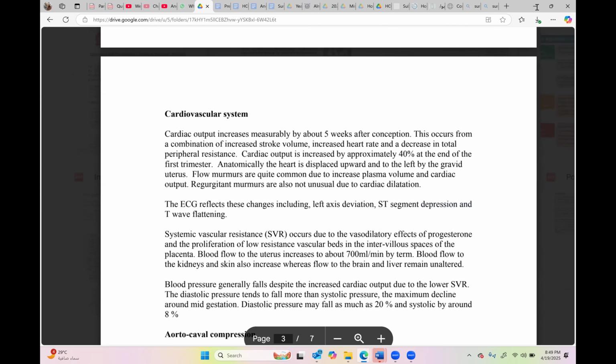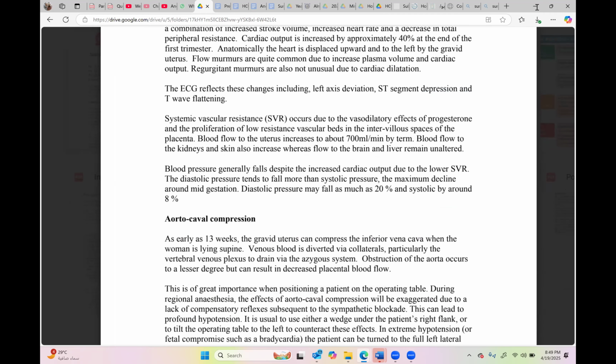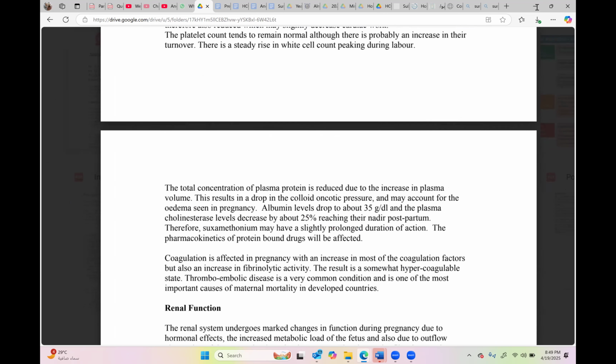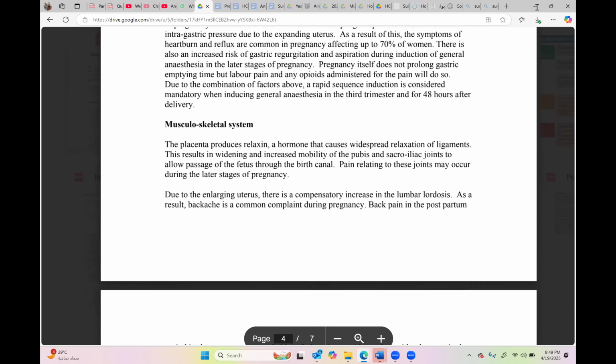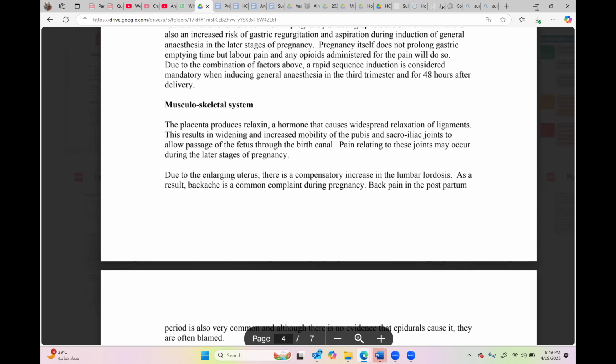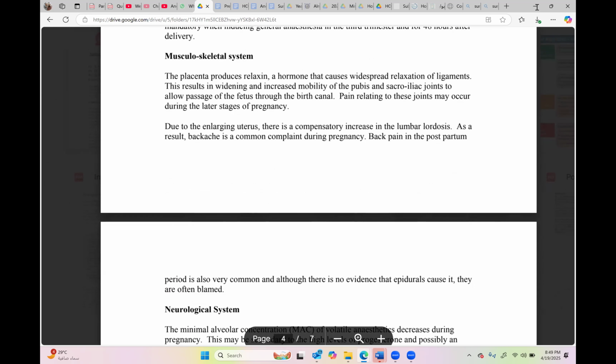On the musculoskeletal system, due to laxity of ligaments and spinal lordosis, regional anesthesia can become difficult, and the epidural space decreases. There is shrinkage, and chances of PDPH. Okay, like this. I hope you understand.